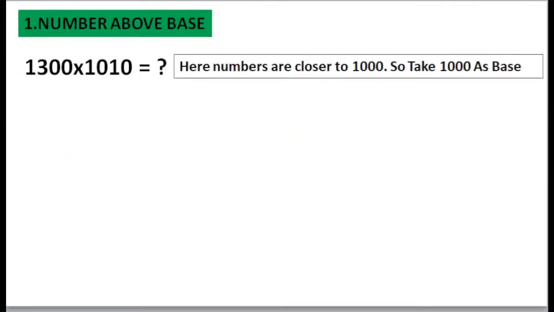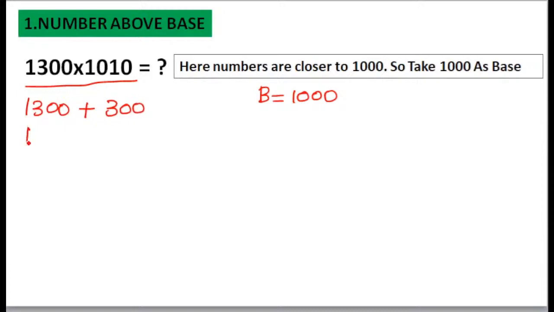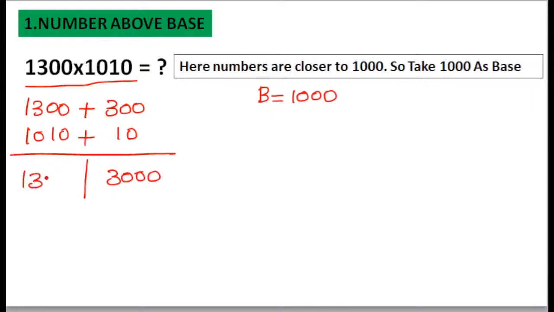So the next example is 1300 into 1010. Here both 1300 and 1010 are nearer to 1000, so your base will be 1000. 1300 is 300 greater than 1000, and 1010 is 10 greater than 1000. So your RHS will be 300 into 10, that is 3000. And your LHS will be 1300 plus 10, that is 1310.